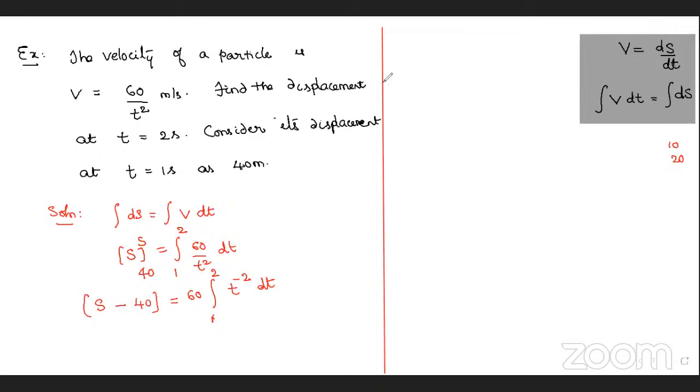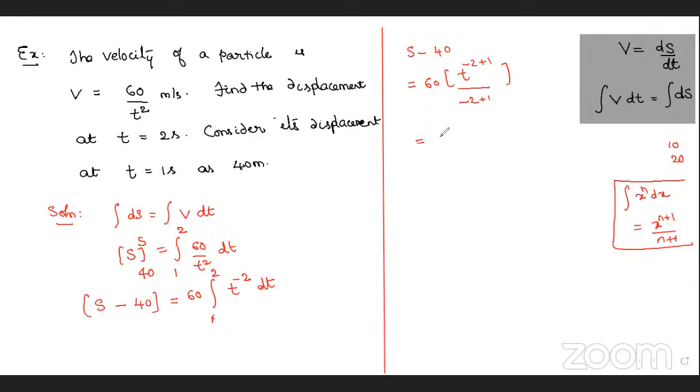Right, come back here. This is s minus 40 on the left hand side, equals 60 into, this is not minus 1. So we can use our formula, integral x power n dx, that is x power n plus 1 by n plus 1. In the recorded video I already said this is not valid only when n equals minus 1. So it is not minus 1, so you can directly take t power minus 2 using this formula: t power n plus 1, that is minus 2 plus 1, divided by n plus 1, that is minus 2 plus 1. So this equals 60 by minus 1 into t power minus 1. This is minus 60 into t power minus 1, which is 1 by t.